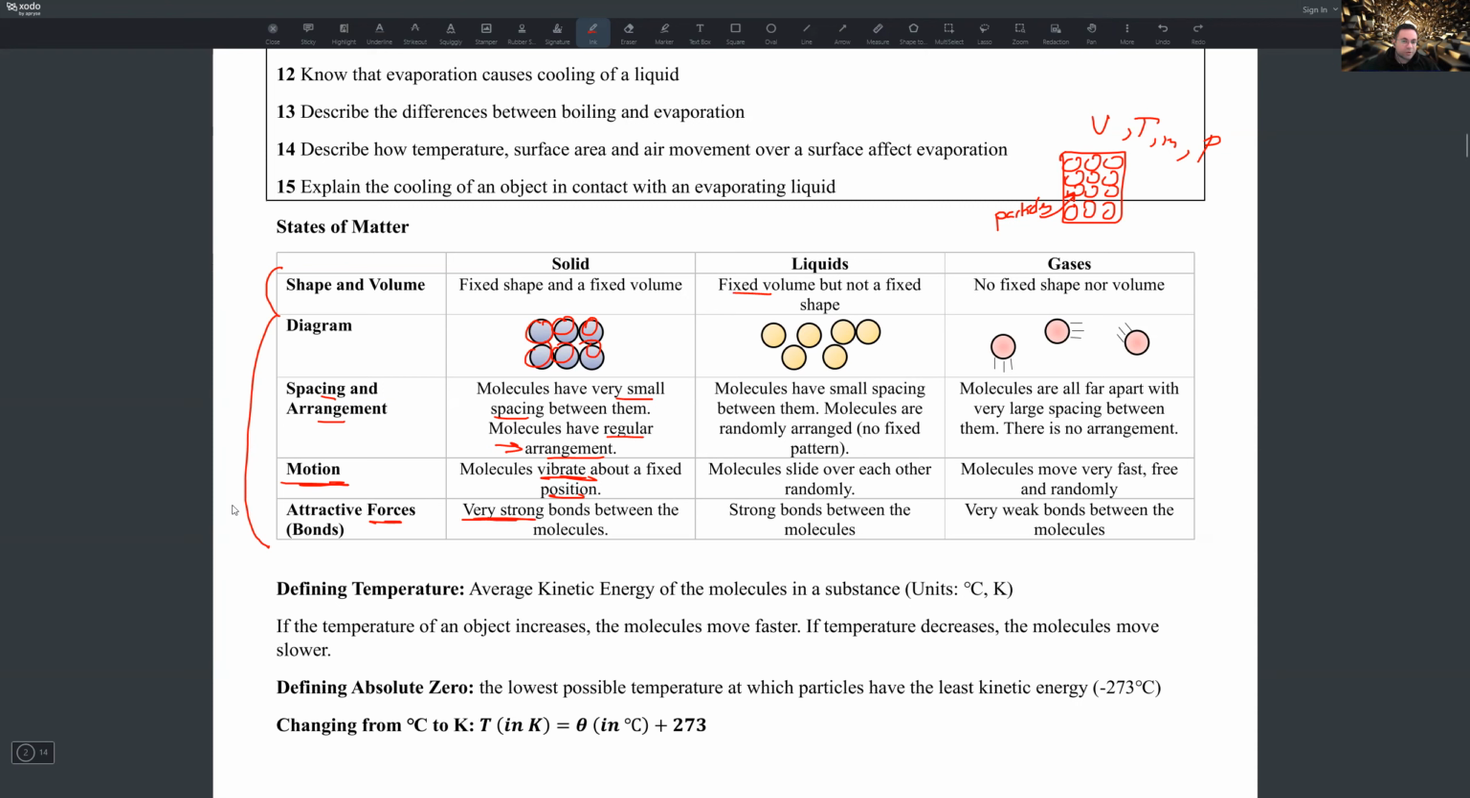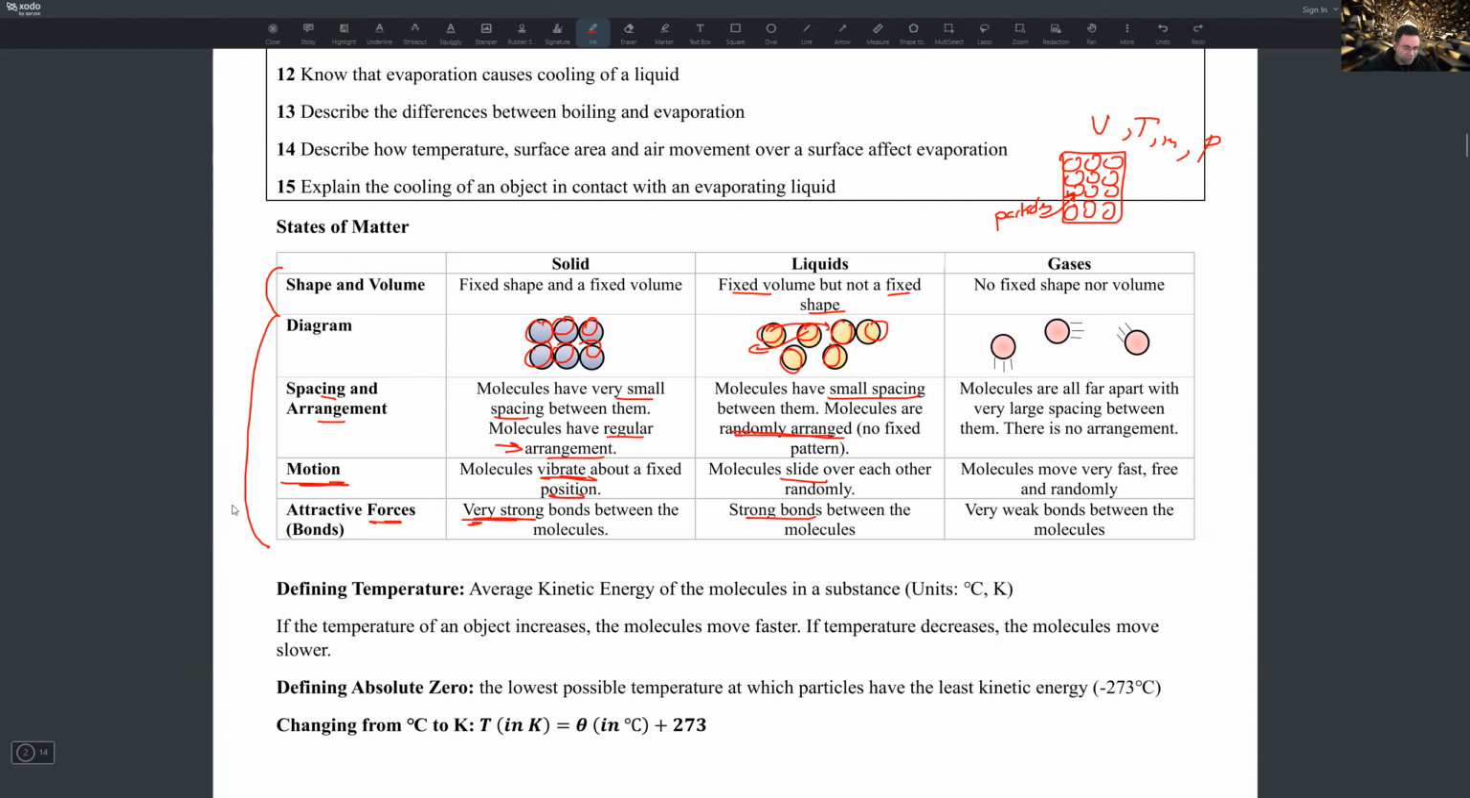Liquids have a fixed volume, but no fixed shape. We draw them close to each other, but randomly. So they have small spacing, just like solids, but they are randomly arranged. There's no order, it's just random. The way they move is that they slide over each other, so they don't vibrate, they slide. And finally, they have strong bonds, from very strong to strong.